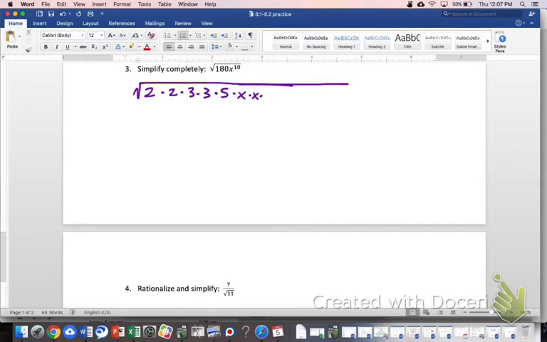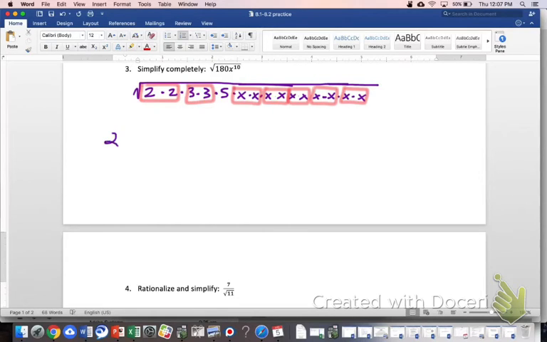So there's 1, 2, 3, 4, 5, 6, 7, 8, 9, and 10. 2, 4, 6, 8, 10. Okay, we're good. All right, so again, I'm looking for pairs of like factors. There's a pair of 2's. There, right there, is a pair of 3's. And then, of course, I've got a bunch of pairs of x's, like so. In fact, all of the x's have another x to pair with.